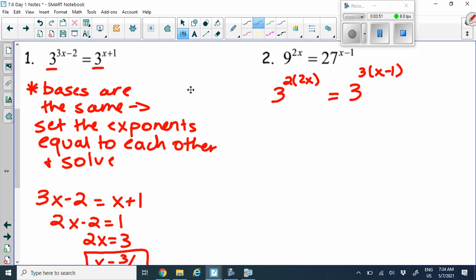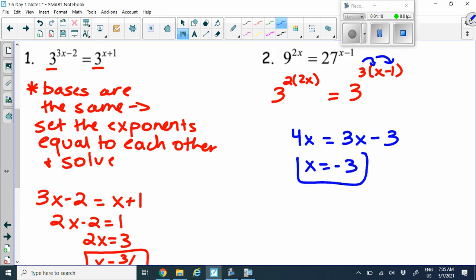Okay, so now, since my bases are the same, I can set what's in the exponents equal to each other. So 2 times 2x gives me 4x, and then I need to distribute the 3 to both the x and the minus 1. So now I just move the 3x over by subtracting, so I get x equals negative 3, and there's my final answer.